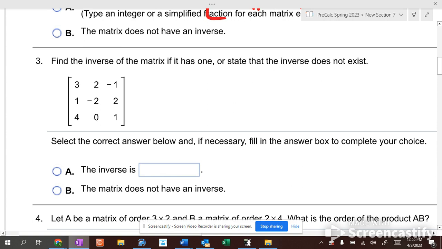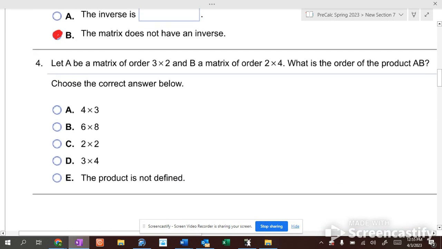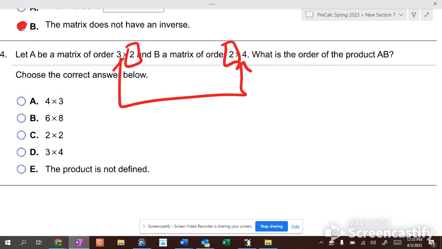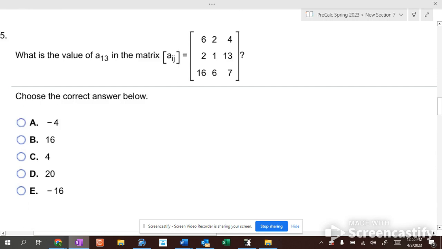On the next one, does it have an inverse? Do we have a formula for this? No, we don't have a formula for this one. So we'll just say no. If we have a 3 by 2 and multiply it by a 2 by 4, what do we get? Do the middle two numbers match? Yes. So we get the outer two numbers. So it's a 3 by 4. Okay?